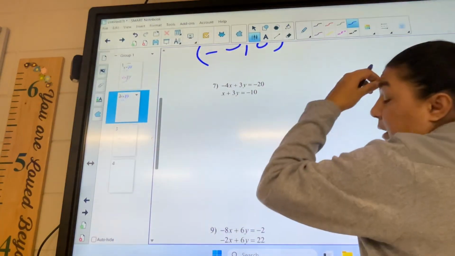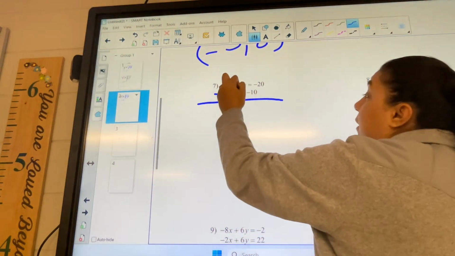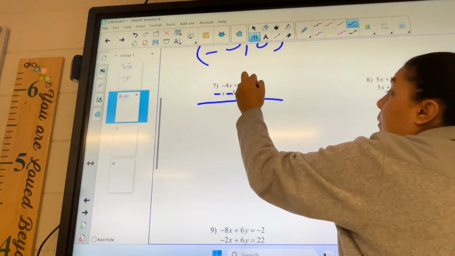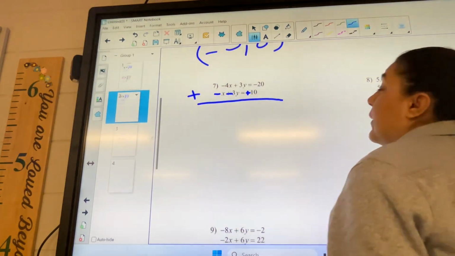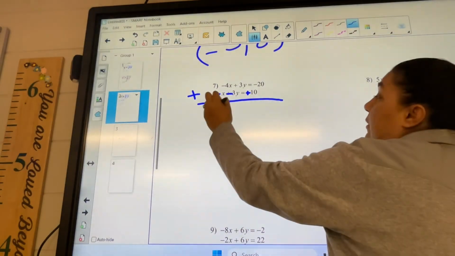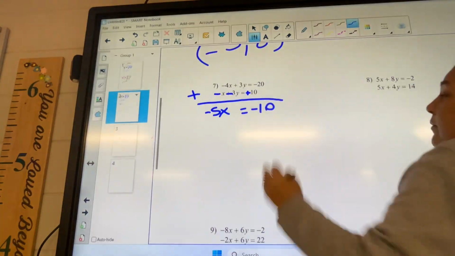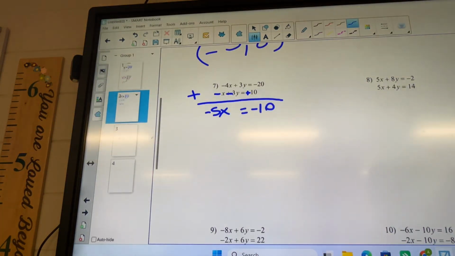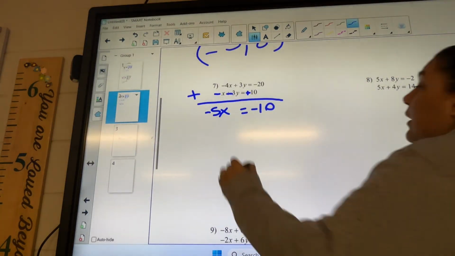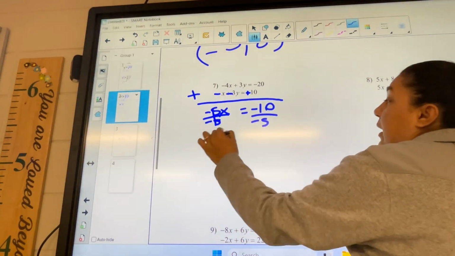Number 7, the signs are the same on the y, so we need to change all the ones on the second one. So I got a negative x, a negative 3y, and a positive 10. Okay, negative 4 plus a negative 1 is going to be negative 5x. The y's cancel, and I get a negative 10. Okay, and then I'm going to divide by negative 5. So we get x equals 2.